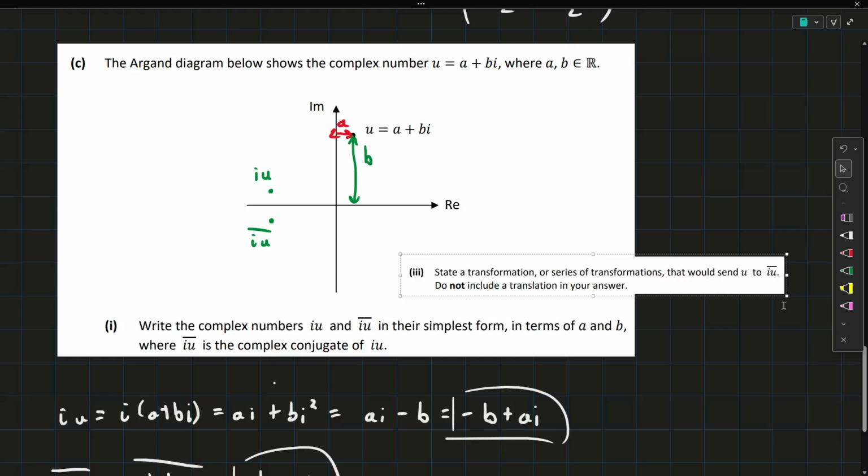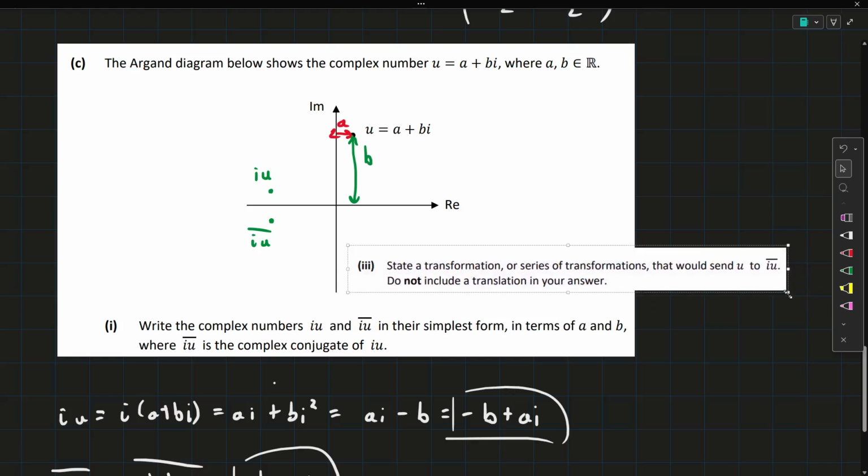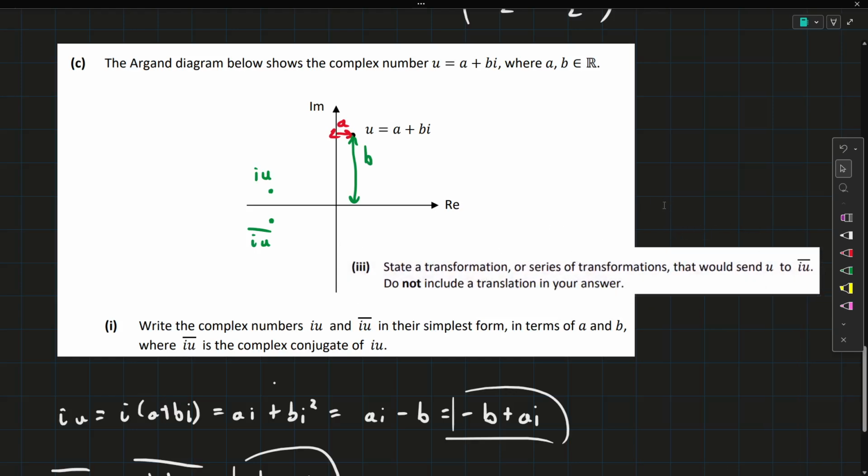Then we're told to state a transformation or transformations that would send u to the conjugate of iu. Don't use translation. So u is up here, and we want to go to iu. There's a very simple one: we could just rotate it by 90 degrees. If you imagine rotating this by 90 degrees over to there, it would end up there. I think that's the most straightforward way to say it. So let's say a rotation of 90 degrees, counterclockwise, and we'll say about the origin.